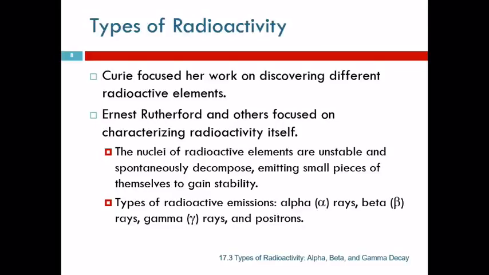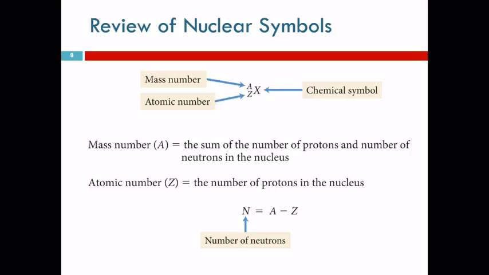Types of radioactivity. Curie was looking at finding different radioactive elements. Ernest Rutherford and others were looking at what exactly this radioactivity is. What is this stuff that's coming off? They found that the nuclei of radioactive elements are unstable, they spontaneously decompose, and they're falling apart. Little pieces just fly off. And there are several different types. We're going to talk about four of them: alpha rays, beta rays, gamma rays, and positrons.